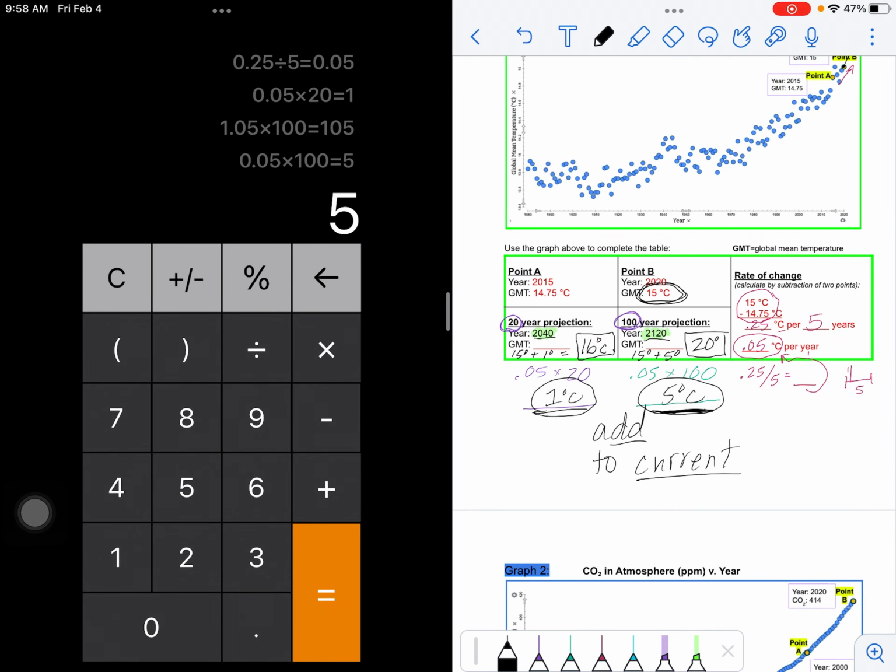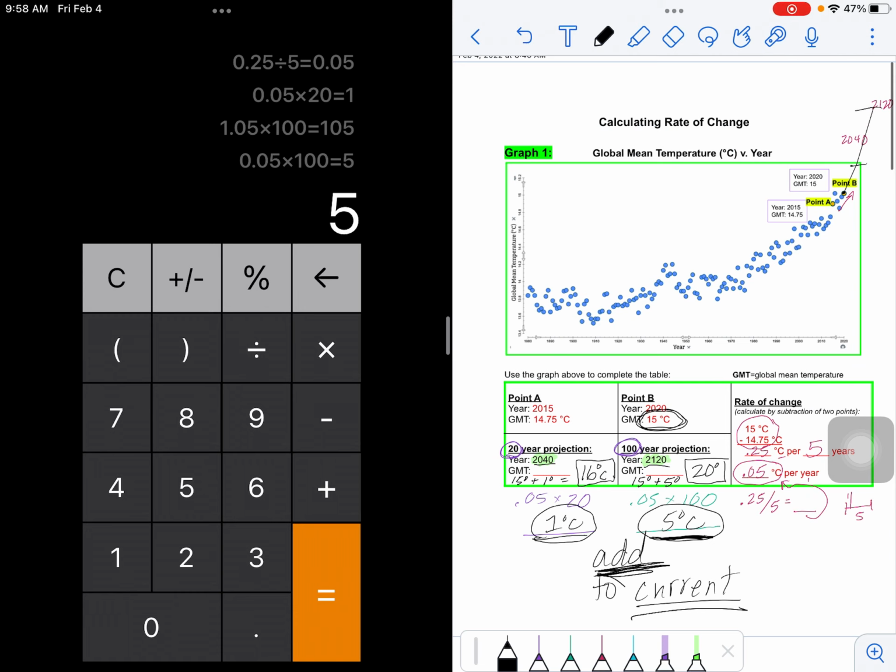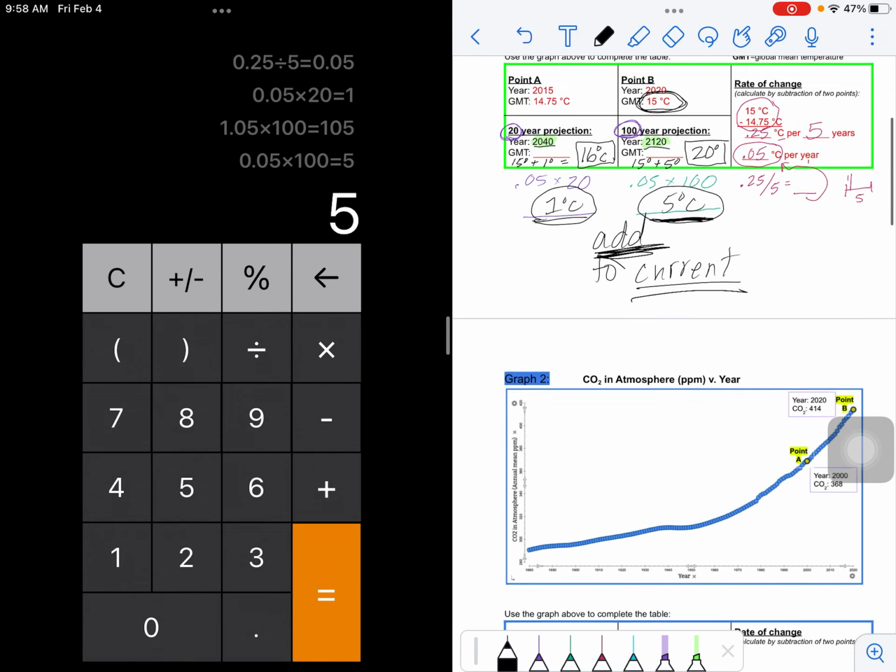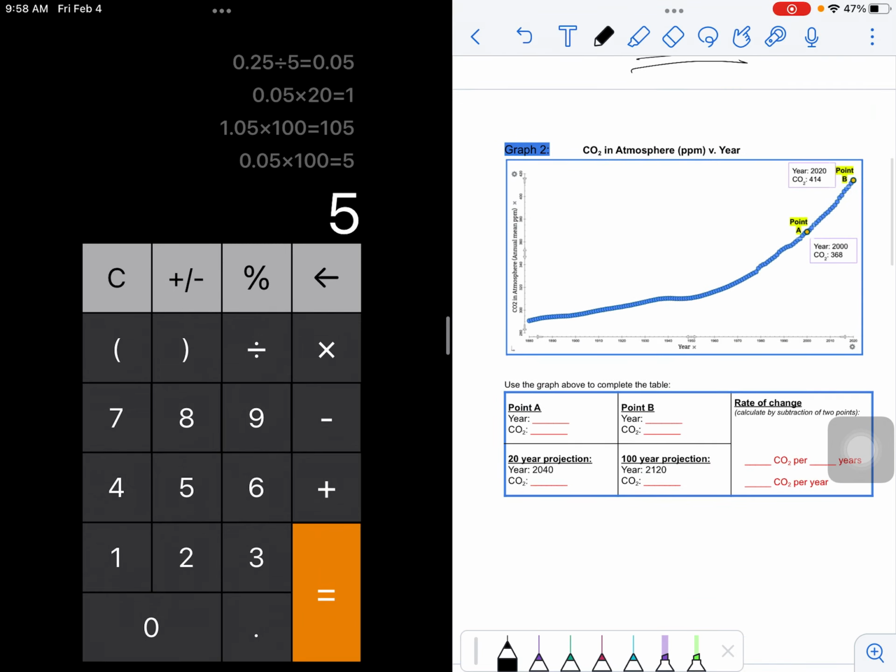So once you know your rate of change, you can then figure out the change per year, multiply that out for our 2 projections. It'll always be 20 and 100. And then we have to add that to our current value to say, here we are now, right? Here we are now. In 20 years, I'm adding that much more. In 100 years, I'm adding that much more. That's what we're thinking. So let's get this one started together.